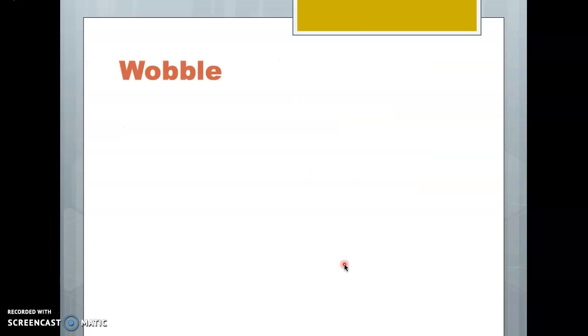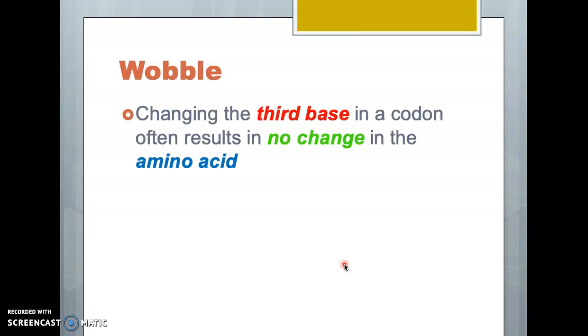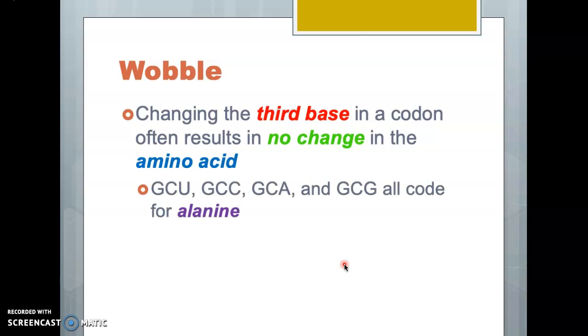So let's talk about a process called wobble. I don't know if you noticed in the chart that we had, but a lot of times if you change the third base in a codon, there's going to be no change in the amino acid. And you can go back and look at that chart again. But for example, it doesn't matter whether you have GCU, GCC, GCA, and GCG, they all code for the amino acid alanine. So that third base in the codon doesn't really matter.